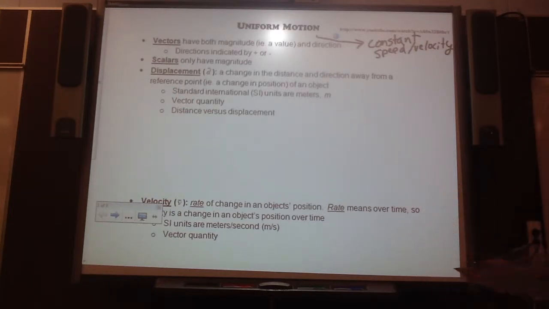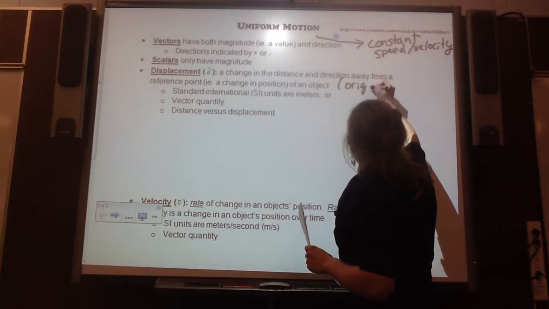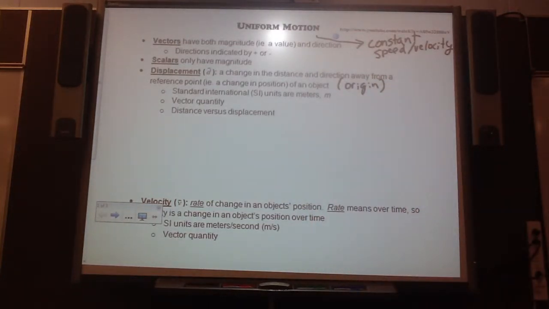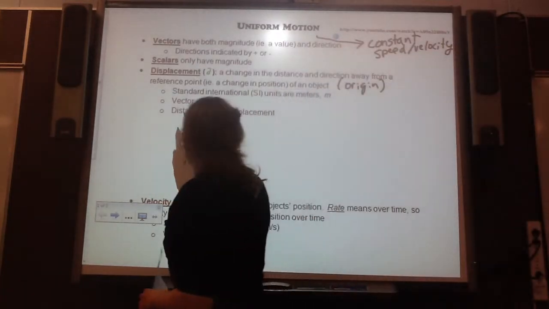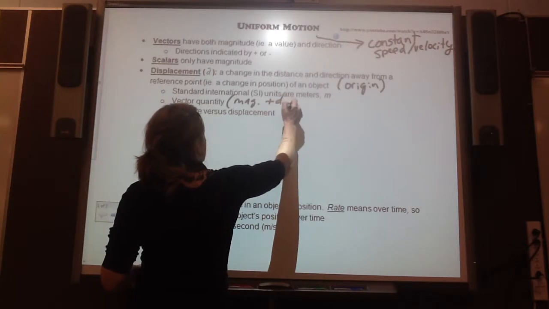Uniform meaning constant. So, displacement, a change in the distance and direction away from our reference point of an object, or we can say the origin, where we're starting from. The standard international units are meters. It is a vector quantity, meaning magnitude and direction.